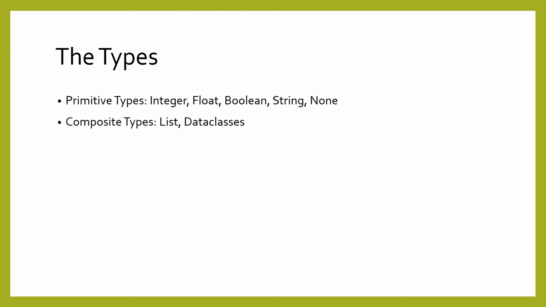It's worth reminding you, data classes are not actually a type themselves, but a way of making new types. There are actually many more composite types in Python. But for now, we'll stick to these basic 7 types.